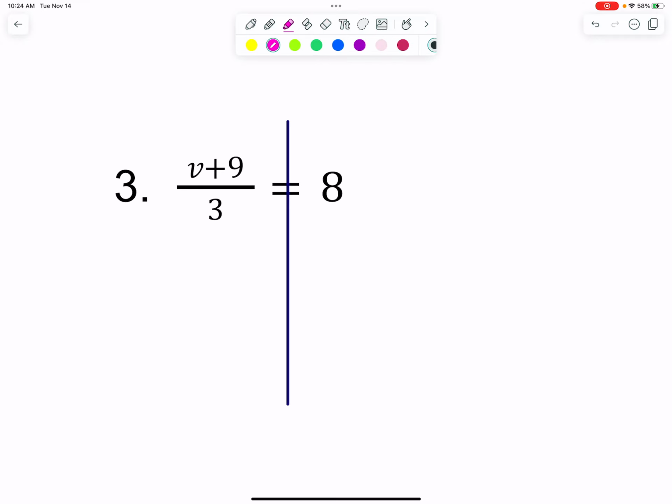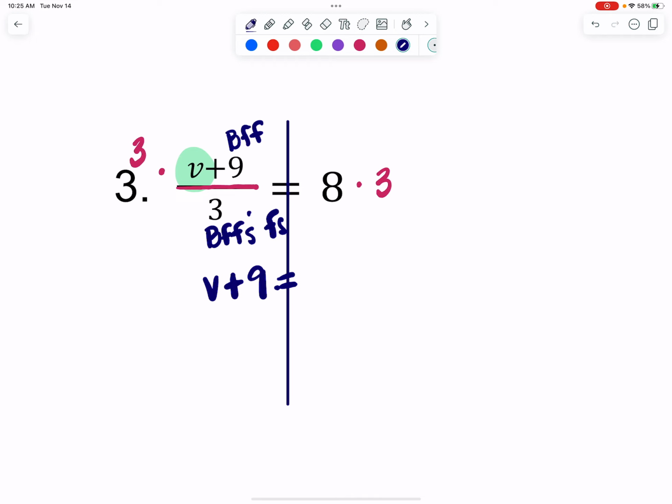So, here you are. This time, you only have your BFF with you. Oh, no, you don't. Because here's your BFF's friends. We still need to get just you. So the first thing we're going to do is kick out your BFF's friends. This line indicates division. So the opposite of divide is multiply. So we're going to multiply by that denominator. We are left with v plus 9 is equal to 24.